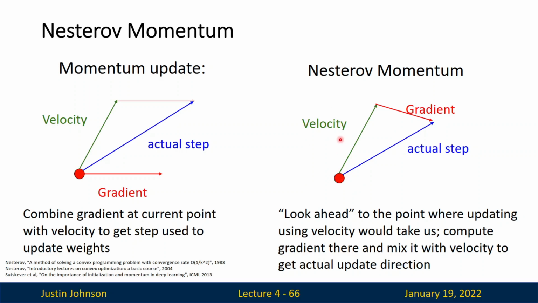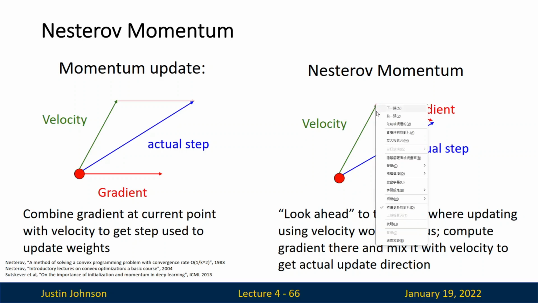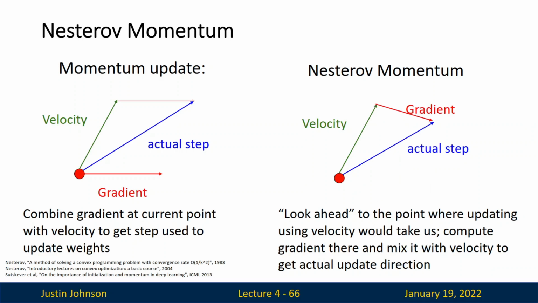Suppose we have the velocity already, then we use this velocity to move somewhere, and from the new point, we calculate its gradient and sum them up. Okay, so different researchers find different gradient descent methods. Sometimes it's better for one case or another case. So there are many different techniques, and they have their own names.